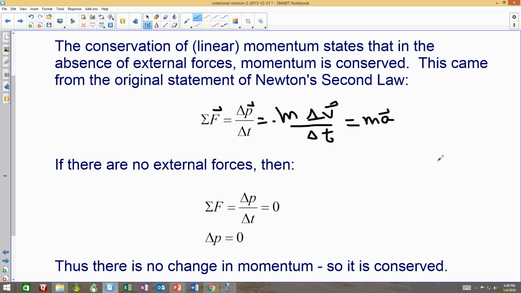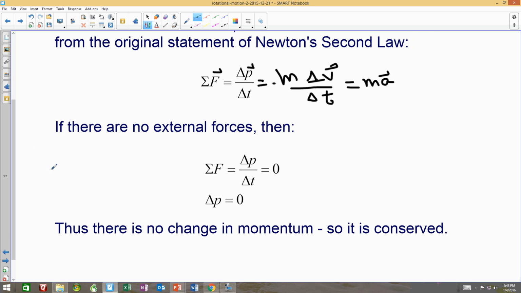Originally Newton had written his second law as the sum of the forces is equal to the change of momentum with respect to time. And actually he didn't write it with the deltas, he wrote it as a derivative. So small changes of momentum with respect to time equal the net force acting on the system.